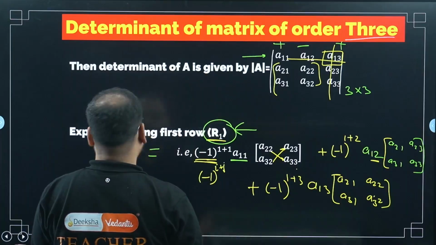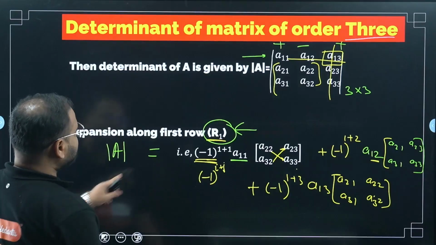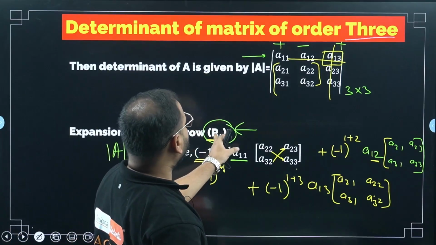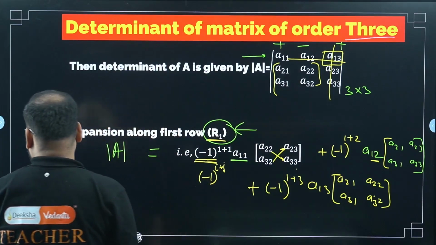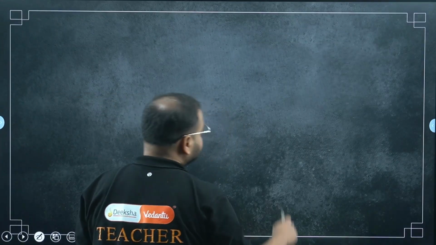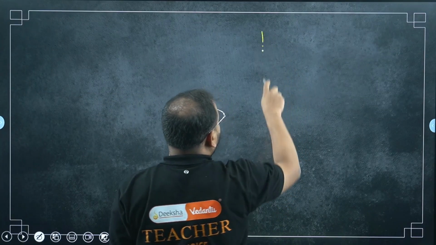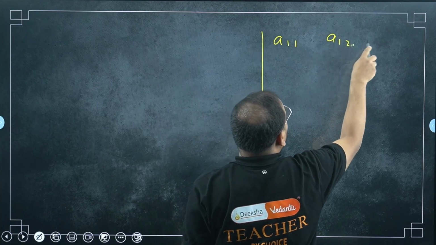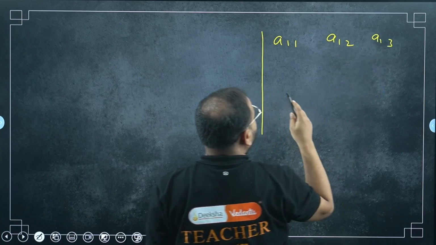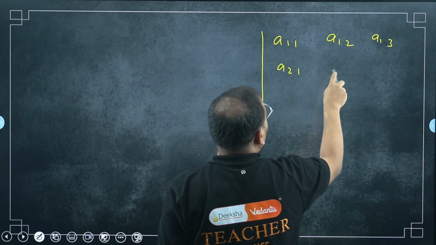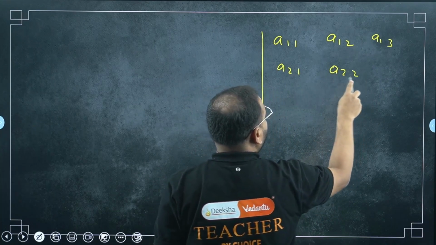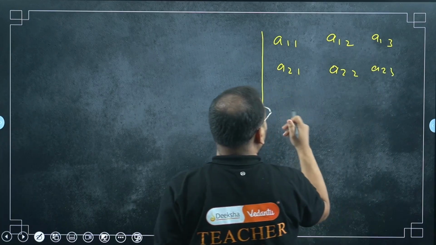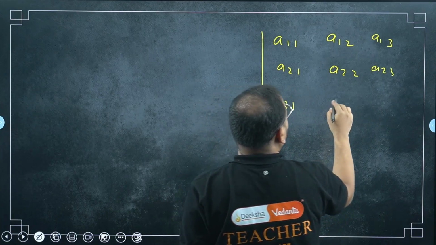Sir, I hope this is clear. If we look at the same expansion, I said I'll do it for R2 and R3 also. I'll explain it for R2 and R3 also. Let me write it here. The same thing. The matrix will be A11, A12, A13. Next, A21, A22, A23. Next is A31.